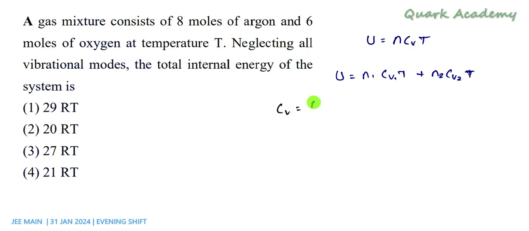Generally, this Cv we can write as f by 2 into R, where f is the number of degrees of freedom for that particular molecule. Since it's monoatomic, it can move only along 3 axes, x, y, and z. Other than that, it doesn't have any motion. So the number of degrees of freedom for argon gas is 3, and the Cv value for argon gas will become 3 by 2 R.